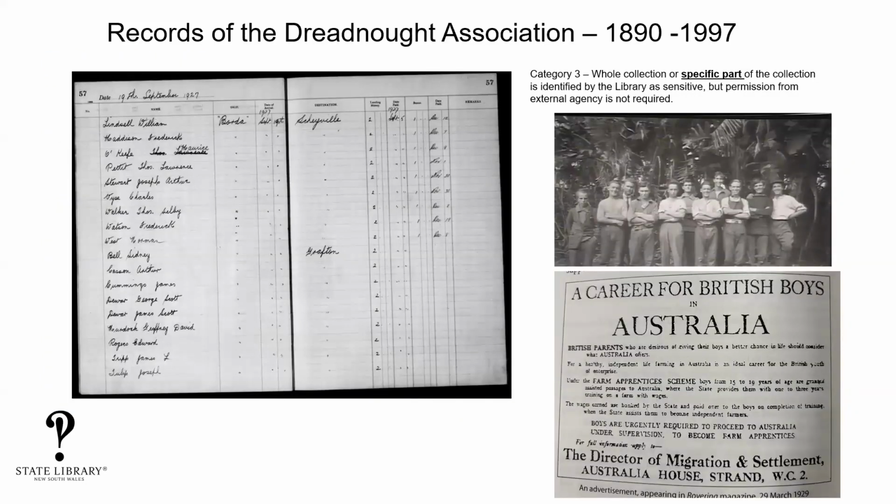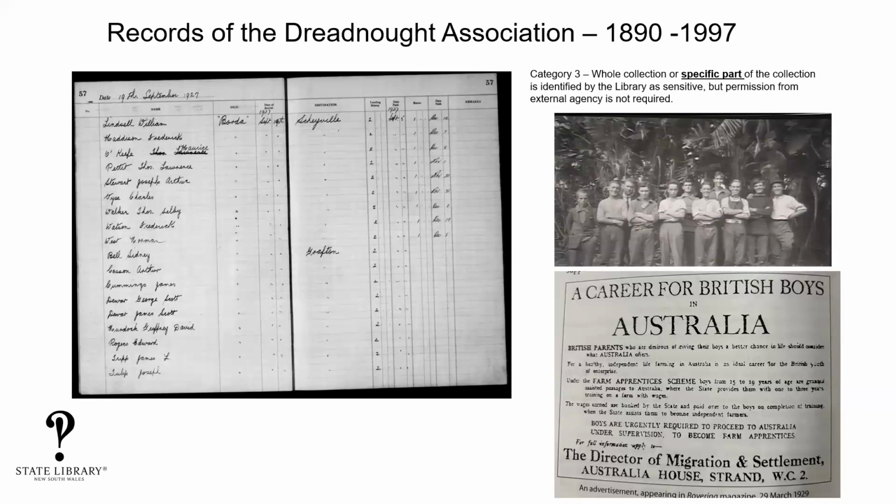So the next two collections we will look at involve schemes to bring out young people to train and work as farmers in New South Wales. The best known being the Dreadnought Scheme, founded in 1909, and the Big Brother Movement, which was founded in 1925. The library holds collections from both the Dreadnought Association and the Big Brother Movement. The records of the Dreadnought Association were presented to the library in 1998 by the president of the Dreadnought Association.